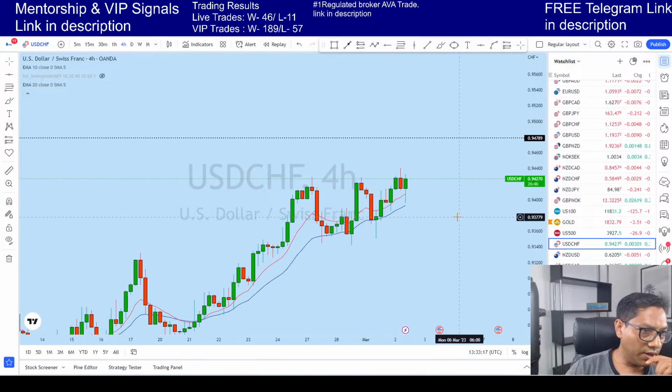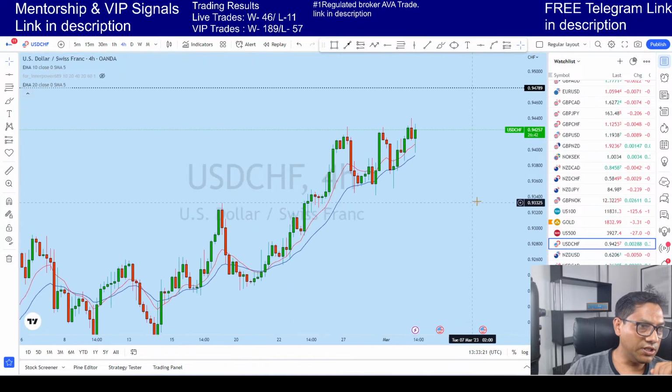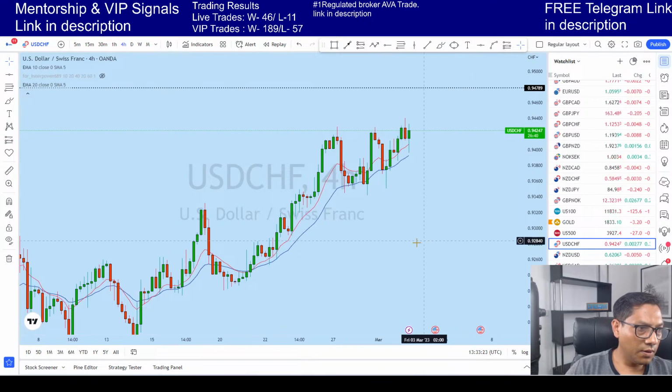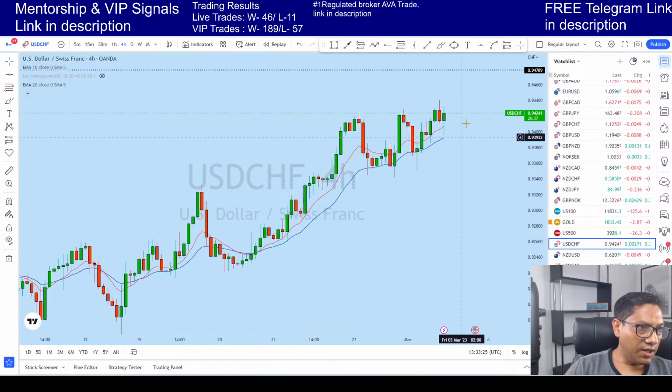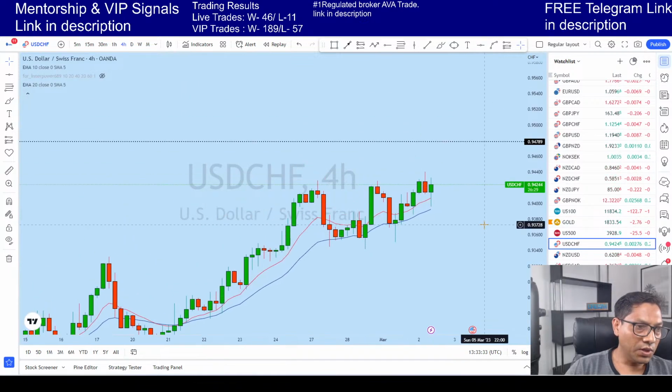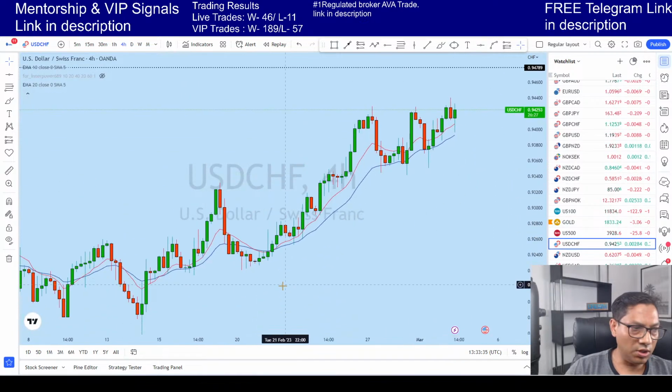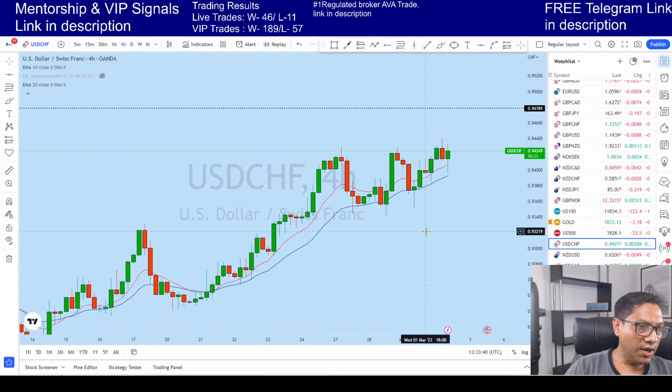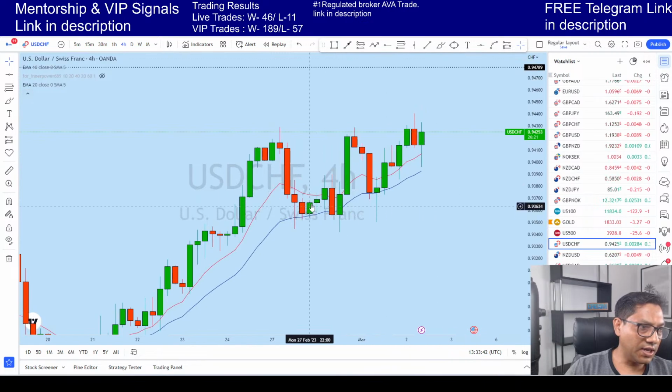Okay, so let me look at USD CHF. Let's see what's happening in this market now. USD CHF, okay, these are the key factors I basically look at when I look for a trading opportunity, concentrating on one point. If you closely look at USD CHF, there is a big move that happened in this zone, you can see. And finally, when the price came to this level, see the price action.